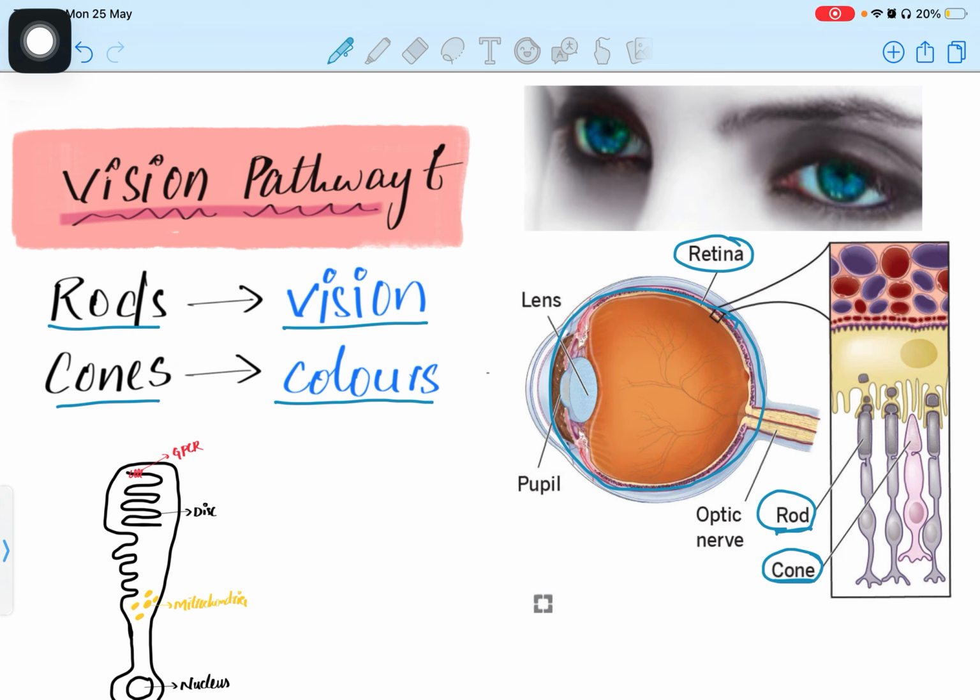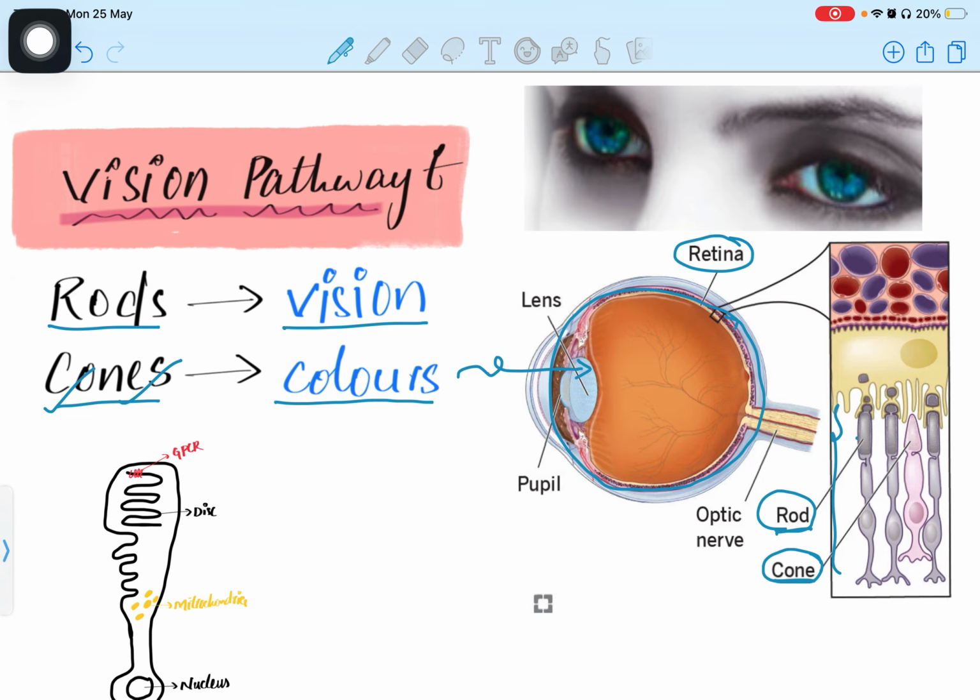You can see the structure of this eye completely, but the color comes because your cones are working. In some animals like cats and dogs, they won't be able to see all the colors because they do not have well developed cones in their eyes. But as humans, we have good cones, so we can see all the colors.